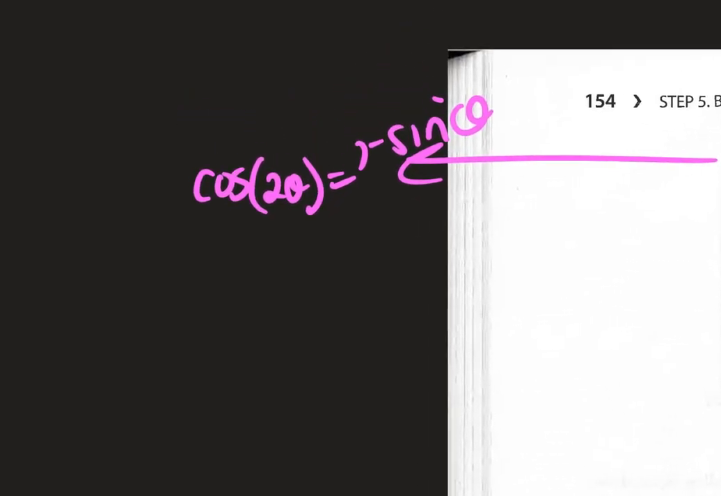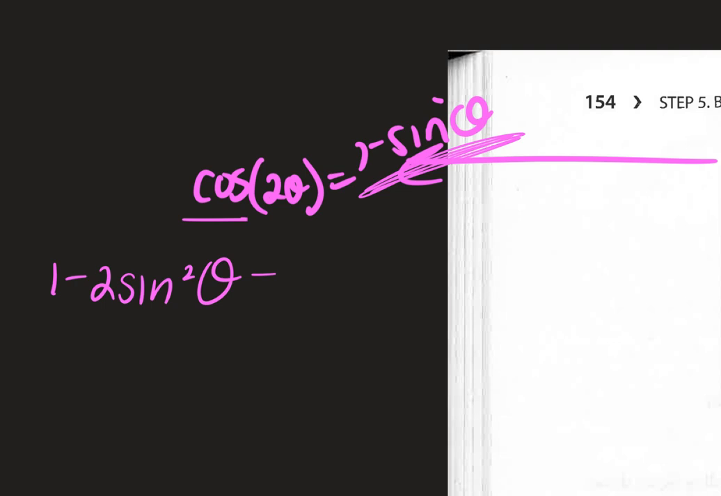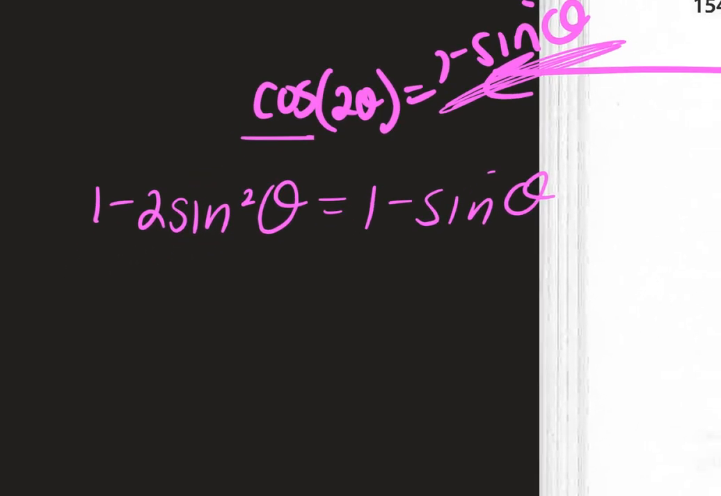Okay, so for 8, the first thing I noticed is that this is cosine 2 theta, so I have to replace it. And of my 3 choices, I only wanted the one that matched this trig function. If it was cosine on the other side, I would have picked 2 cosine squared minus 1. But because it's sine, I pick 1 minus 2 sine squared theta equals 1 minus sine theta. That's the formula. Then as soon as you know you've got a sine squared and a sine, I know I'm going to get everything to one side.